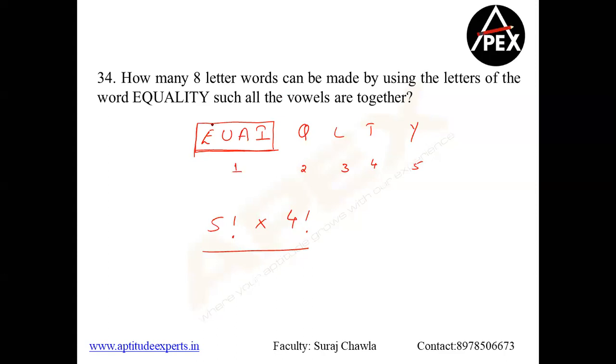Because they can also arrange themselves. These four can also arrange themselves. Ramya, if these four will arrange themselves, these four things in four places will arrange themselves in 4 factorial ways. So the answer is 5 factorial into 4 factorial, not just 5 factorial. Any doubts?